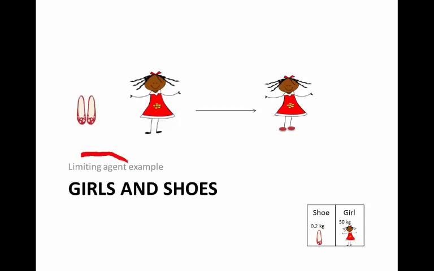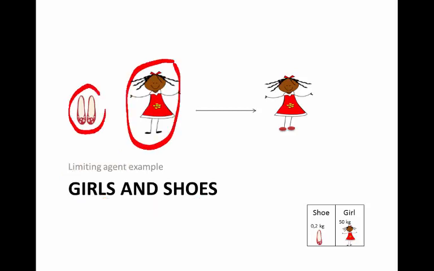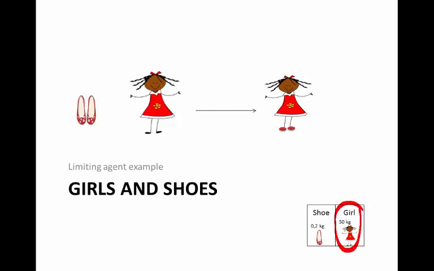To understand limiting reagents, let's first of all discuss girls and shoes. So you know, of course, that one girl needs one pair of shoes, which is 2 shoes, so that she can become a girl with shoes on. Let's imagine that all girls have a mass of 50 kilograms, and all of these shoes have a mass of 0,2 kilograms each.